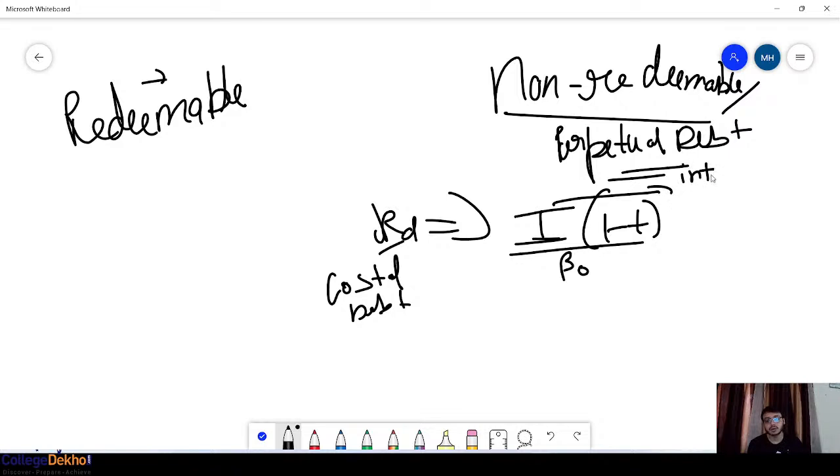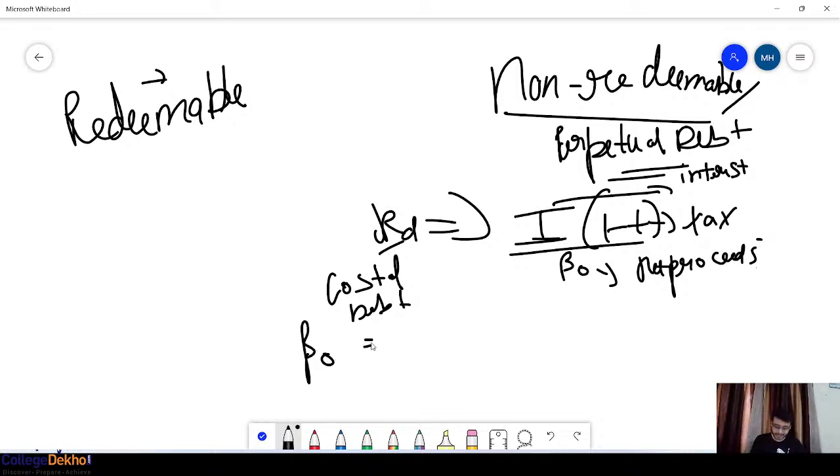I stands for your interest payments. T stands for your tax payments. And B stands for your net proceeds. And what do we mean by net proceeds? Let's understand. The formula for the net proceeds is the face value of the debt plus your premium, if any, if the debt is issued at a premium, minus your discount if the debt is issued at a discount. F stands for your flotation cost.